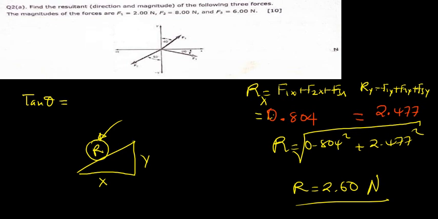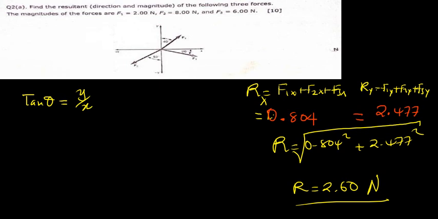Okay, so the angle, tan theta, is going to be y over x. So theta is going to be tan inverse. Now we get the y component, which we found to be 2.477, over the x component, which is 0.804. Whatever it gives you, that's the direction.